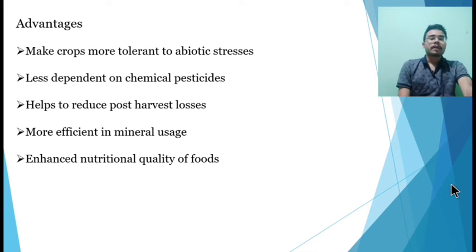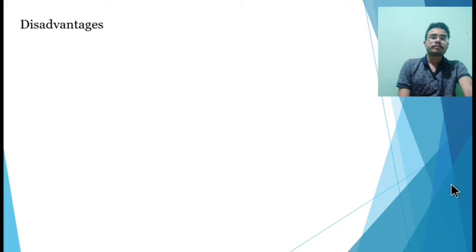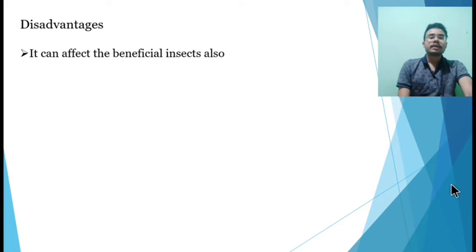Now let us take a look at the disadvantages. It can affect the beneficial insects. How? Think about the beneficial insects like the pollinators, wasps, bees, etc. affected by the toxin that is produced by the transgenic plant. If the pollinators are affected, then a huge loss in crop production may occur.